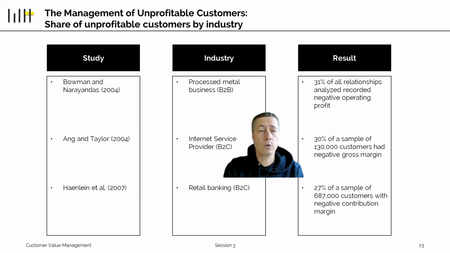So this is just an overview of some studies that have been conducted in different settings: B2B, processed metal business; B2C, internet service provider; B2C in banking, and there are many others. So these are just 3 randomly selected examples. But what is interesting is that in those examples, there's always about a third of the customer relationships that turn out to be unprofitable. 31%, 30%, 27%. Let's say anything between a fourth and a third, anything between 25 and 33%.